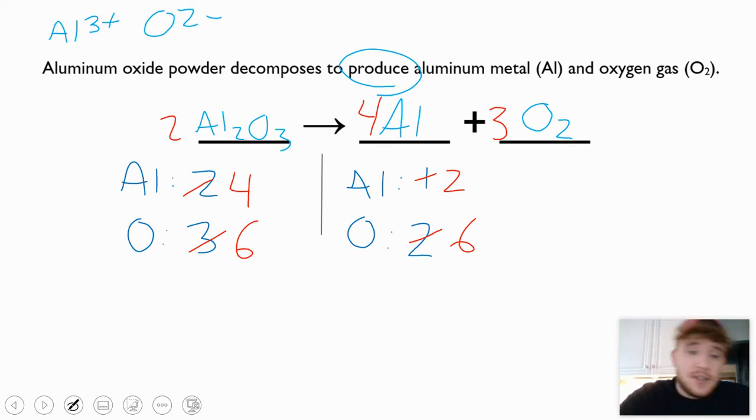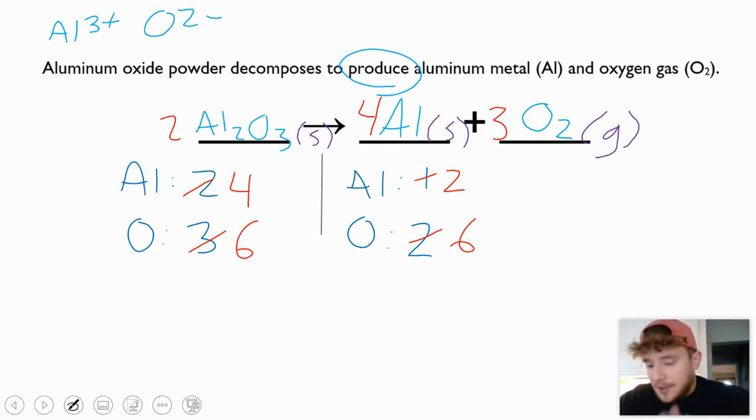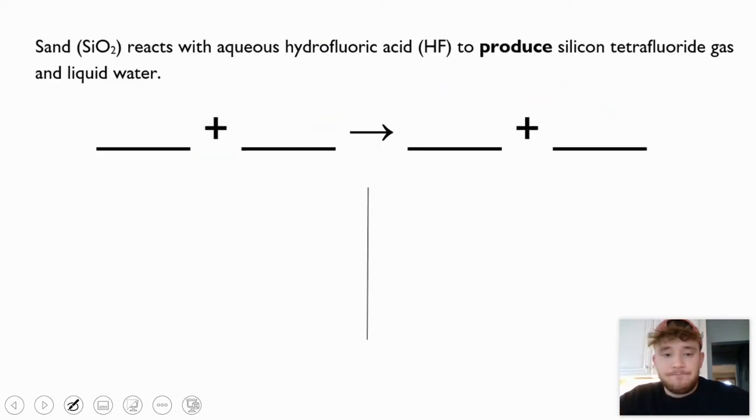Powder's a solid. So all we do is at the end, we just put an S in parentheses. That's it. All that does is it tells you what state that compound's in. It produces aluminum metal. If it's producing aluminum metal, that's a solid. And oxygen gas, if it's just gas, that's a G. And then that equation is completely done. So if you got it balanced and you got the labels for the states, then you're all good.